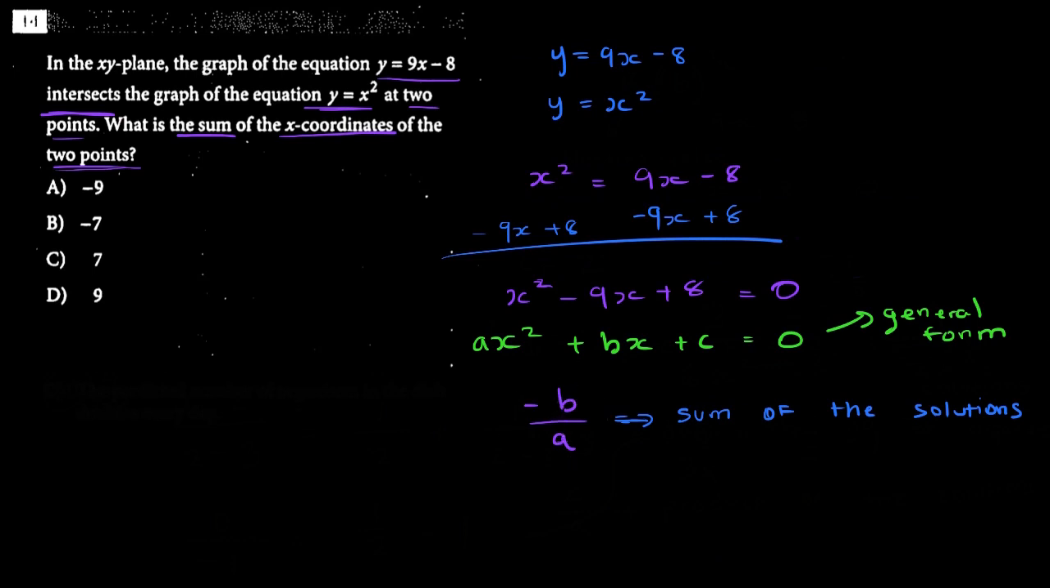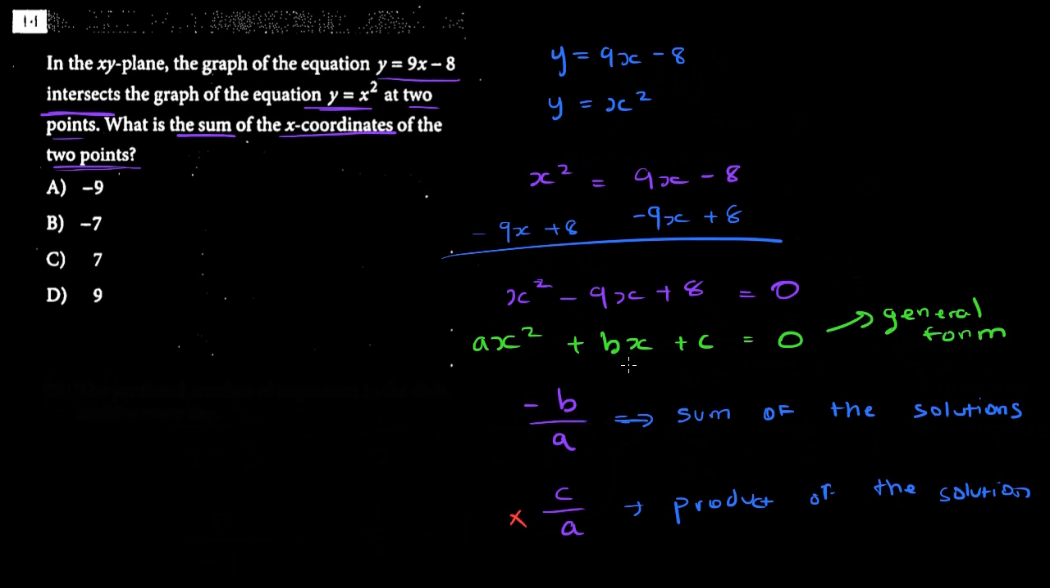There is another formula. This is additional information now. There's another formula, which is c over a, which people often get these two confused with each other. But this gives you the product of the solutions. Okay, so when you multiply both solutions, that is what c over a is. Okay, but we don't really need this right now. We don't need it at all. So we can focus on minus b over a.